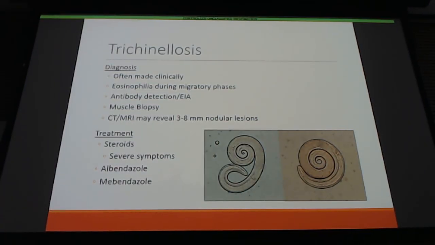Diagnosis is often made clinically. When it's migrating is the only time you'll see eosinophilia. When it's just hanging out in your gut before it starts penetrating, you're not going to have any. So you have to catch it at the right time. Once it makes it to where it's supposed to go, there's no more eosinophilia, but you can possibly start getting EIA or ELISA, where you can detect your IgG and your IgM.